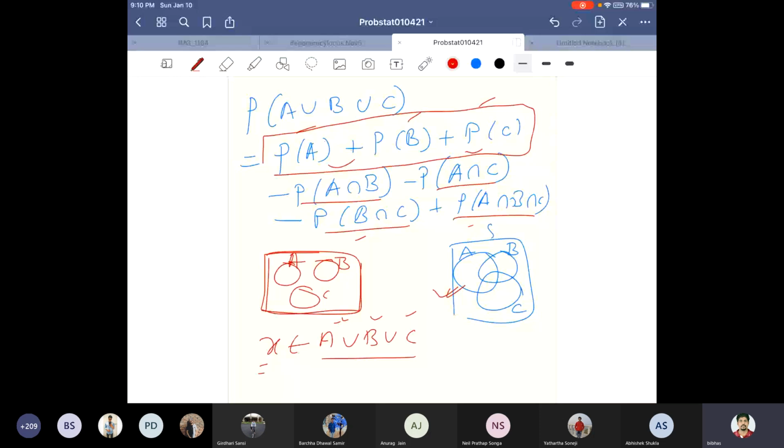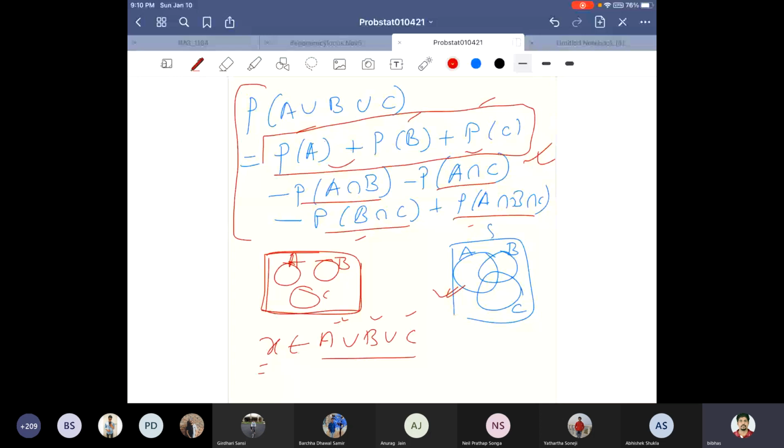But if they're not disjoint, it can be proved using those three postulates. I'm not proving it because it will take a long time, though the proof is very simple. You just use the Venn diagram and the three postulates to prove that this entire expression is true. Once I have non-empty intersections between the events, meaning there are some overlaps, this is the general formula for finding the probability of A union B union C.